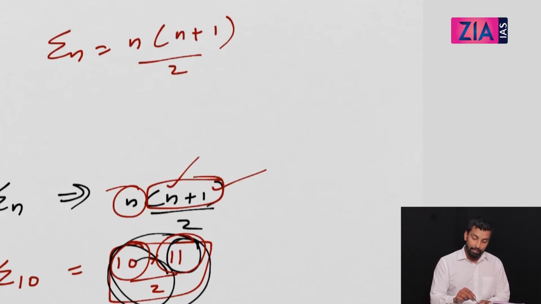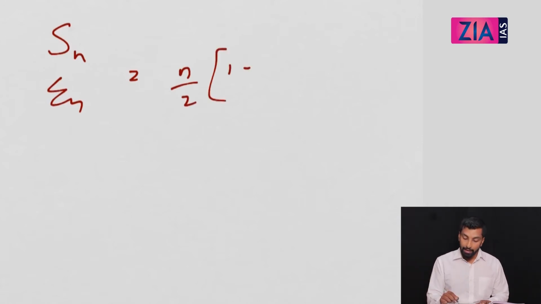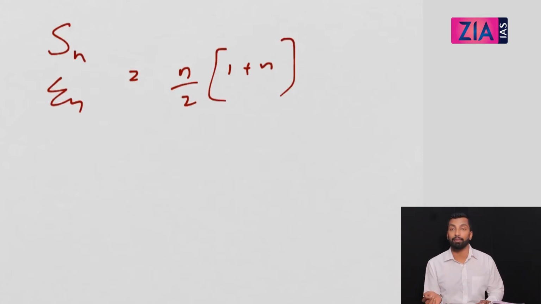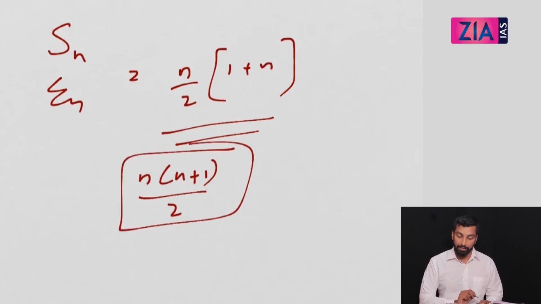So if you understand this from the AP point of view, you can write it as the sum of n, which is nothing but sigma n itself, is equal to n by 2 into first term, that is 1 itself, plus last term, that is nothing but n itself. So this is a formula, or easily n into n plus 1 divided by 2. This is how you'll understand this formula.